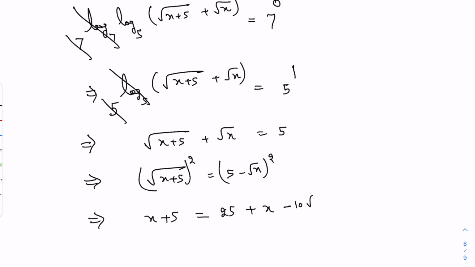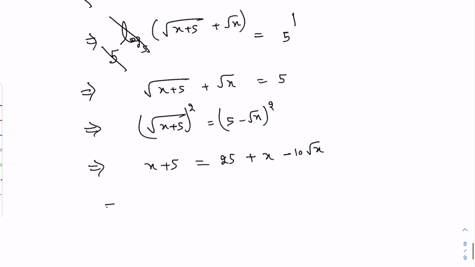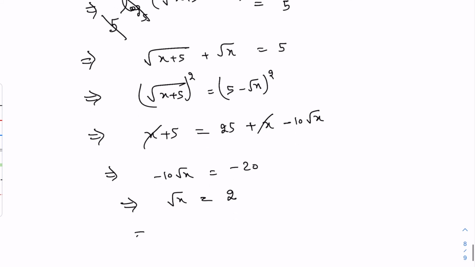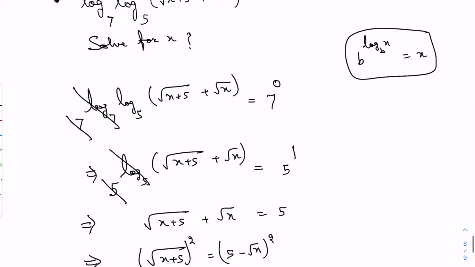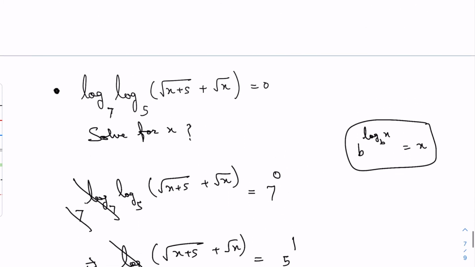should be equal to 25 plus x minus 10 square root of x. That just means that the x will cancel out, and we get minus 20 on the other side, so minus 10 square root of x equals minus 20. So root x should be equal to 2, which just means x is 4. Right, so that's our answer, and we can verify it quickly.